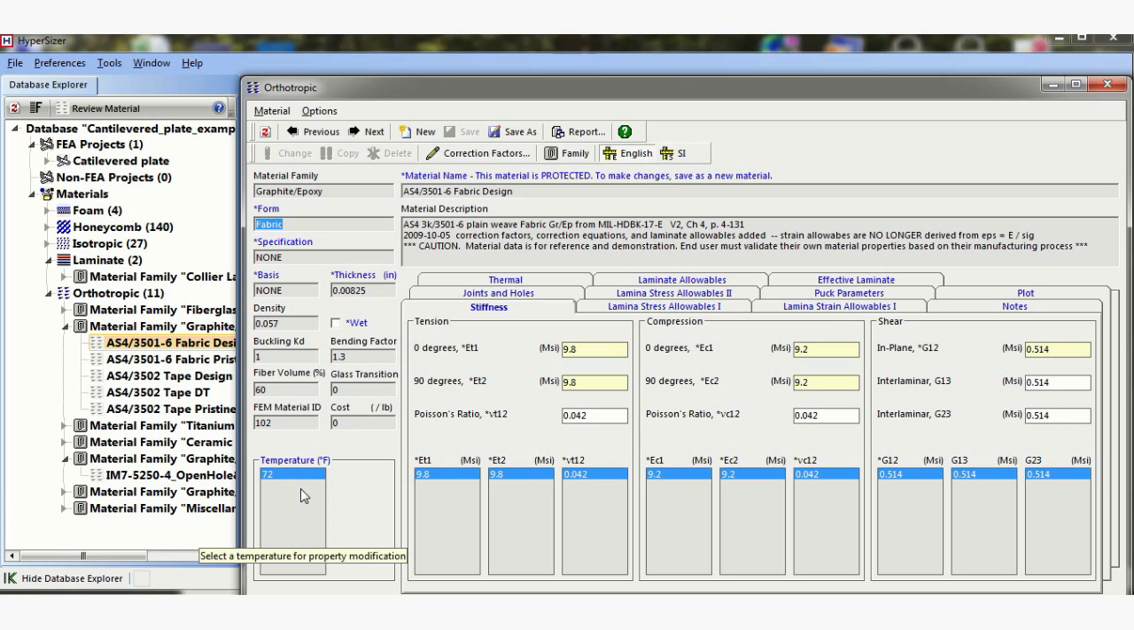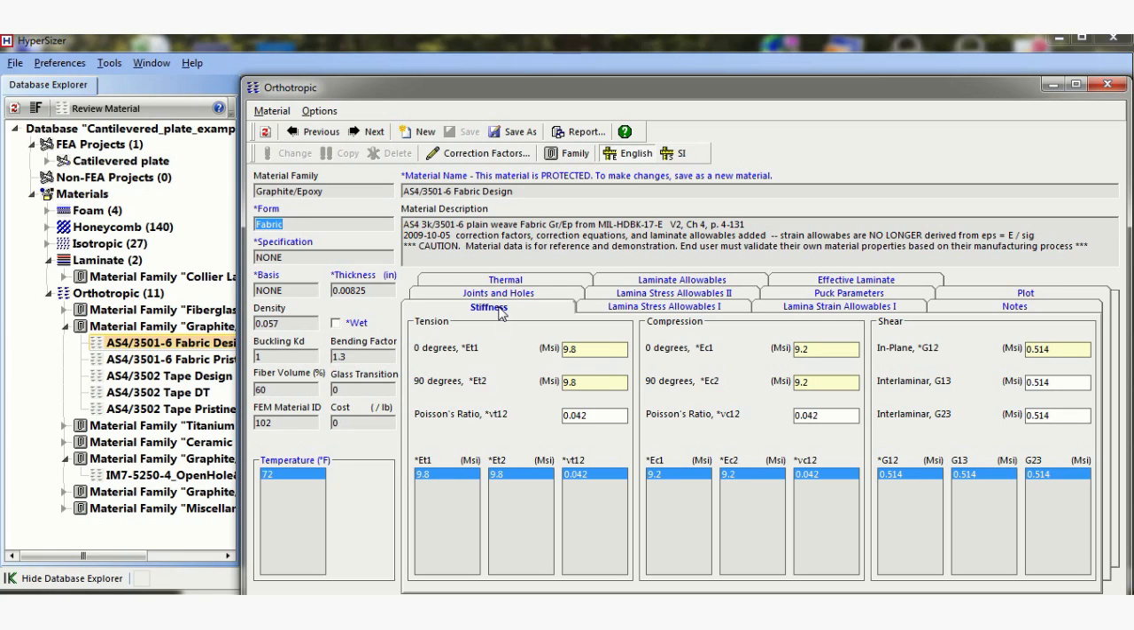I'll give you one warning: when you put in your analysis that you want to do analysis at 250, Hypersizer doesn't warn you in any way whatsoever that you're still using 72 degree properties. I think there should be a warning to say you've put in a temperature outside the capability of the material data that's been entered here. So very quickly go over these.